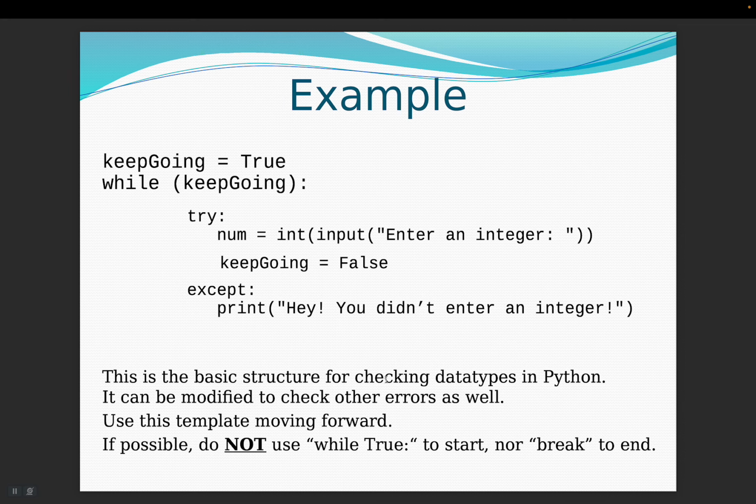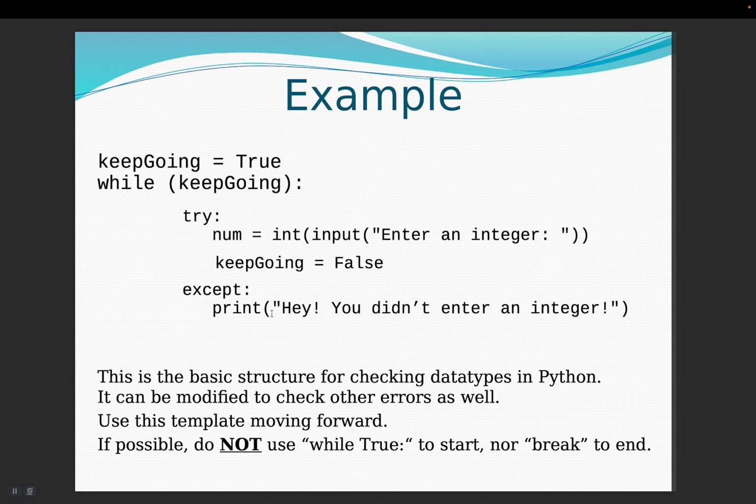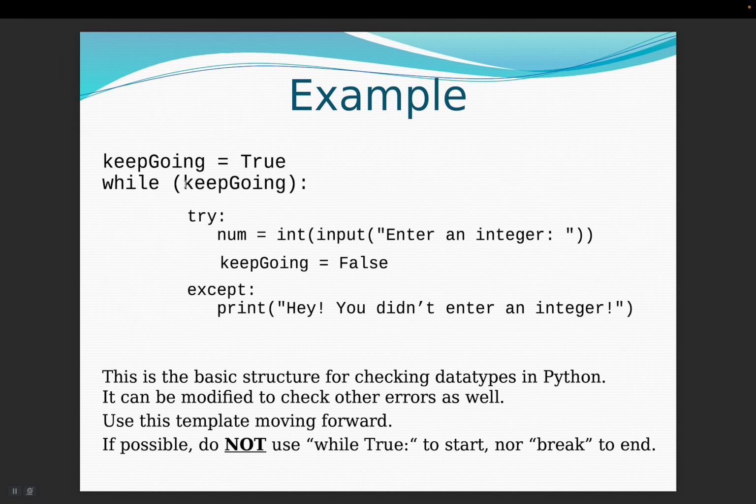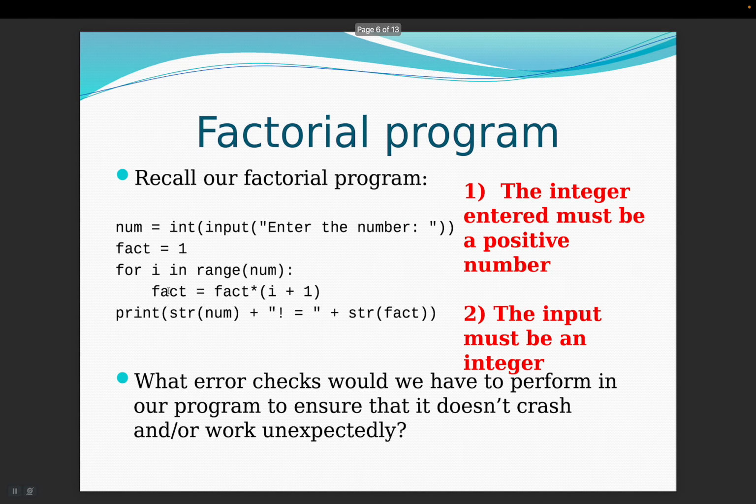So this is the basic structure for checking data types in Python. It can be modified to check other errors as well. Use this template moving forward. If possible, do not use while true to start nor break to end. So move away from doing things like while true or putting a break statement anywhere in the code.